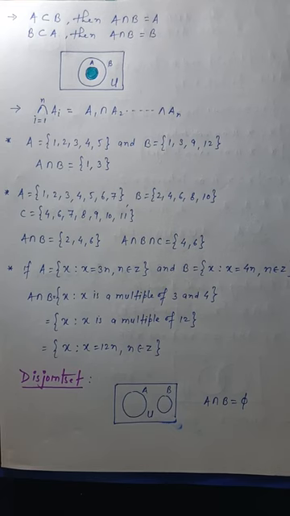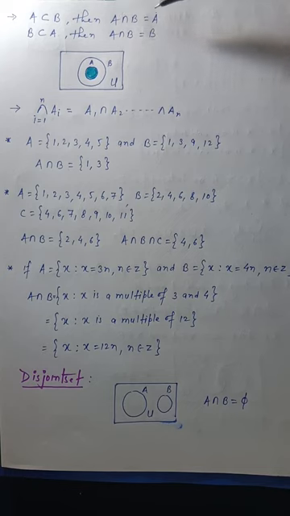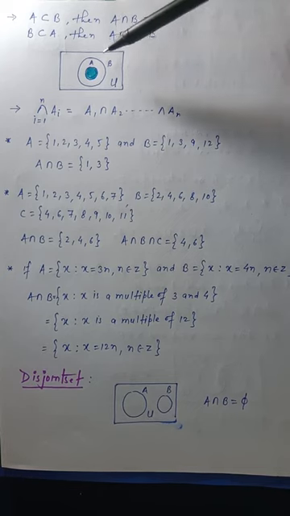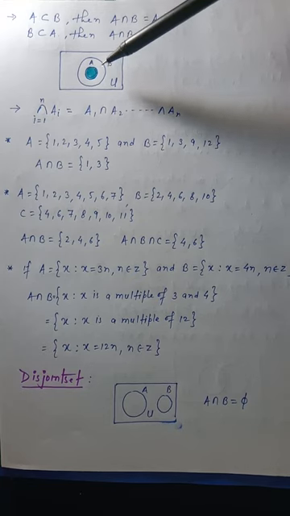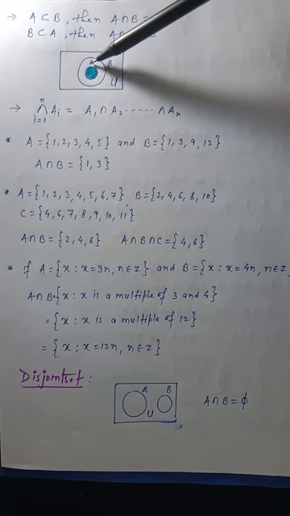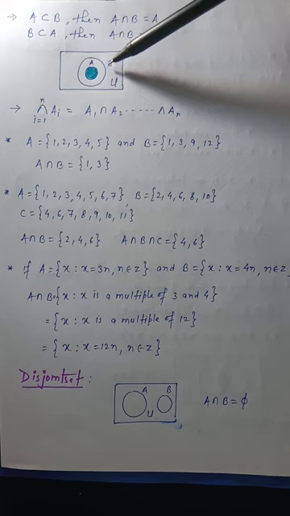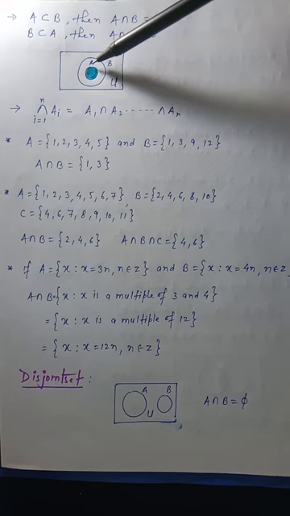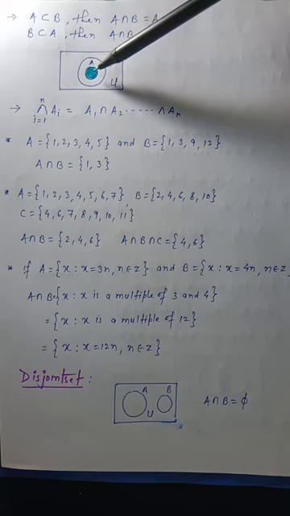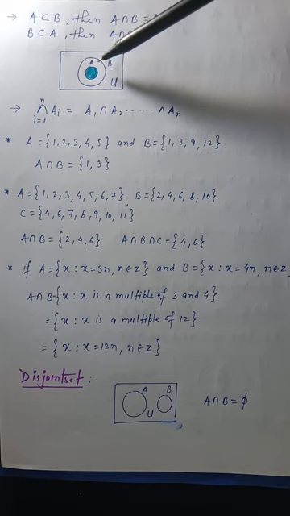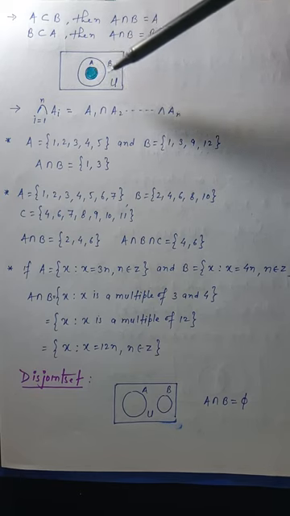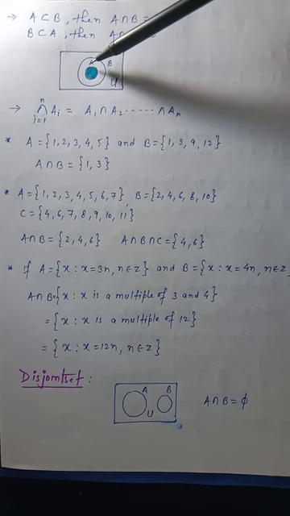Now when A is a subset of B, it means A intersection B will be A. Why am I saying this? You can see in this Venn diagram, A will be in circle B because set B contains set A. So intersection of two sets means the common part. This common part is the green part, and this green part is A.